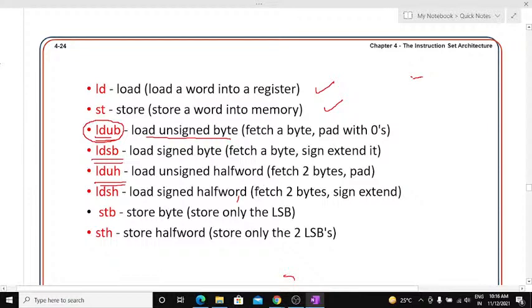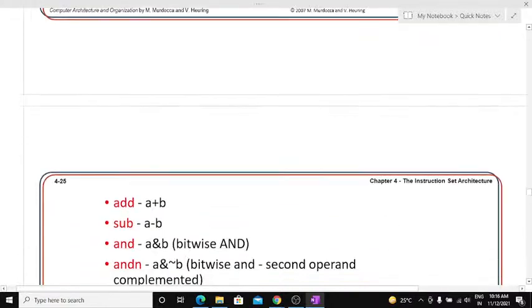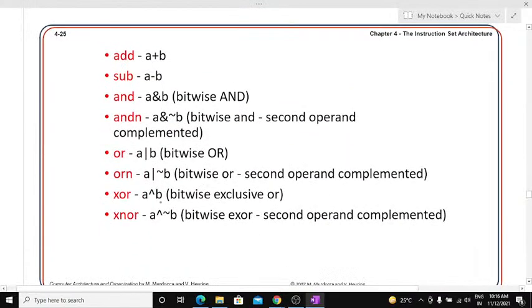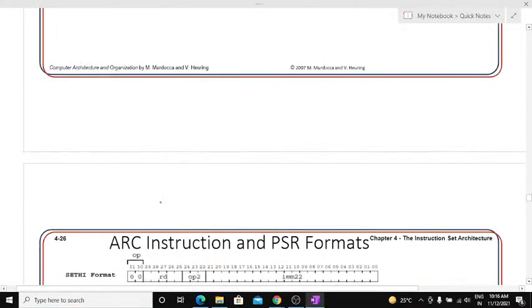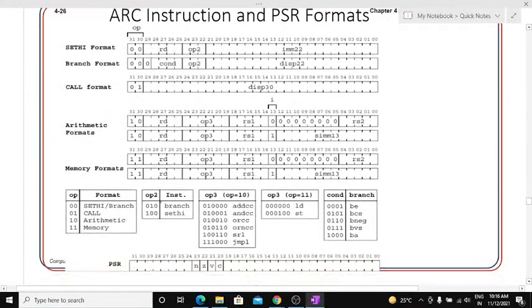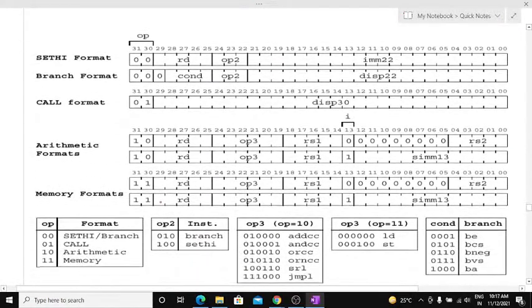Word means 32 bit, and half word means 16 bit. These are some instructions: add, subtraction, and, or, logical related instructions. And yesterday we discussed the format also.